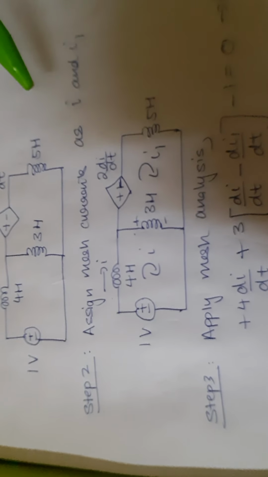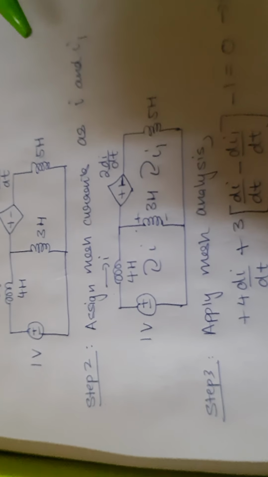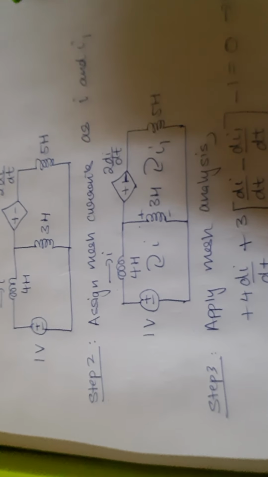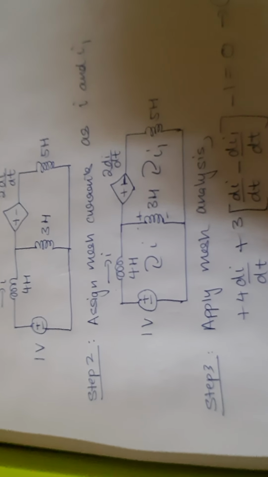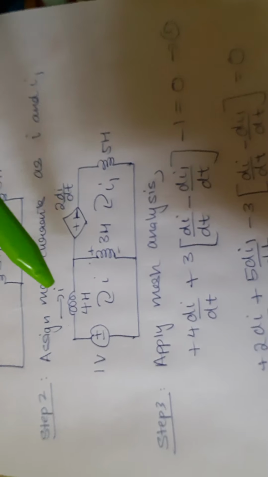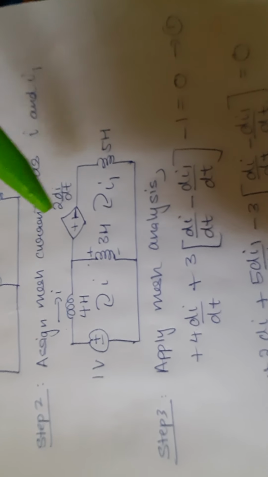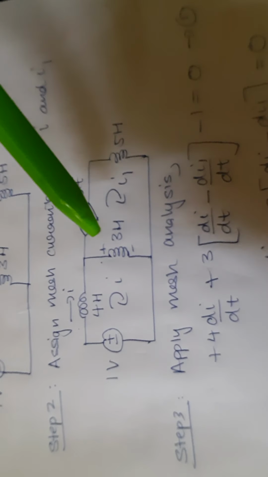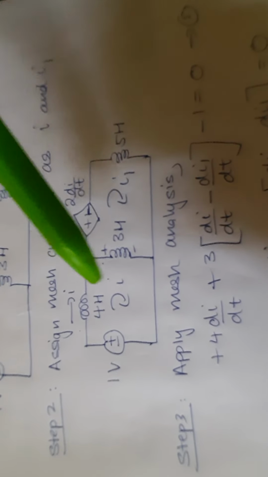Now applying mesh analysis, we know that mesh analysis usually deals with voltages. So voltage for an inductor is given by L di by dt. So using that equation, I'll write the mesh equations here. So this is my first mesh equation, 4L di by dt plus 3 di by dt minus di1 by dt. We see the current through this 3 Henry is I minus I1. Minus 1 equal to 0.